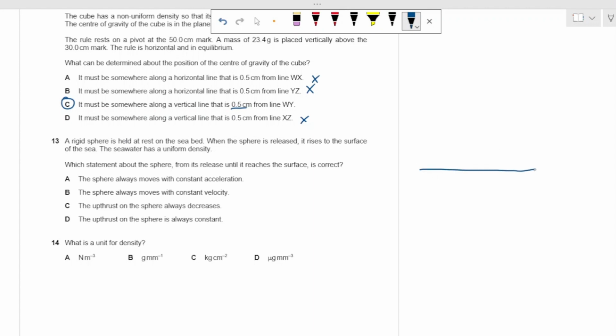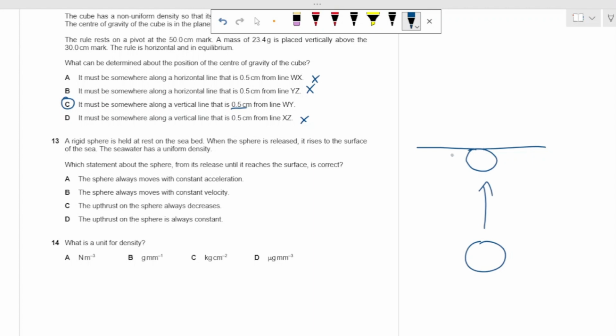Alright, so they're saying that a sphere is at the bottom of the sea. And now they have released it, and they have asked what is true about the sphere up until the point that it has just touched the surface. Note the fact, just touched and not gone above it, so we're not considering that situation. So what can we conclude from this? They've said from the seabed all the way to the point where it is just touching the surface.